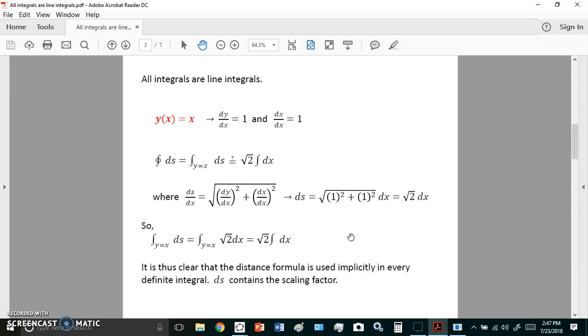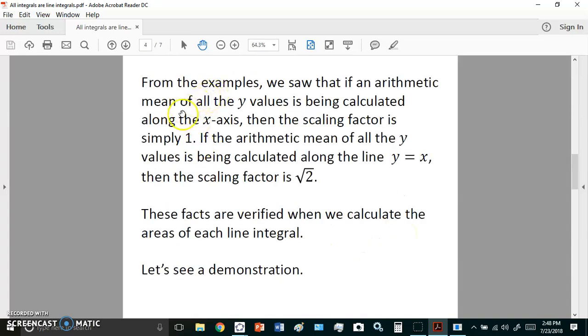Okay, so then from the examples, we saw that if an arithmetic mean of all the y values is being calculated along the x-axis, then the scaling factor is simply 1, isn't it? If the arithmetic mean of all the y values is being calculated along the line y is equal to x, the scaling factor is root 2.